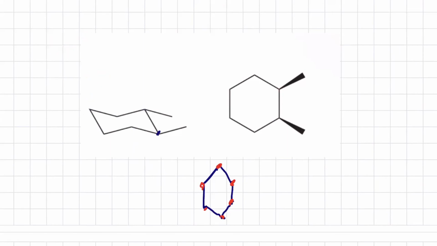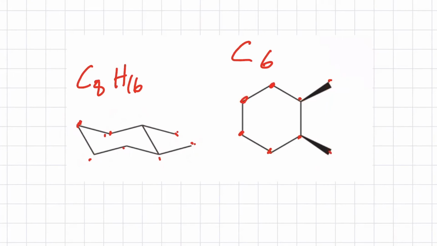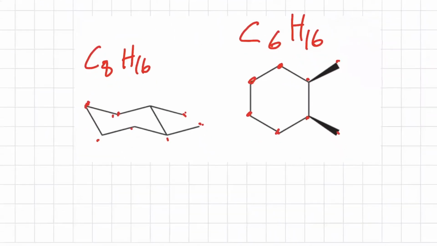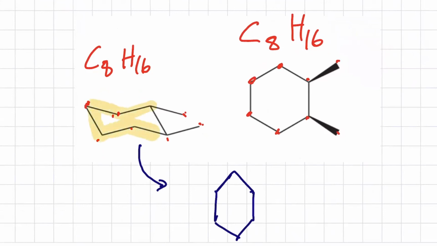First, let's determine if they both have the same molecular formula. Both have the same molecular formula. Indeed, we can already tell that we're going to have isomers, right? Oh, sorry, I put this one, C8. Okay. And now let's convert this chair into the cyclohexane structure. Let me highlight in yellow the backbone. This is the backbone. This is the same as this one. Okay, same one. Now let's place the substituent.